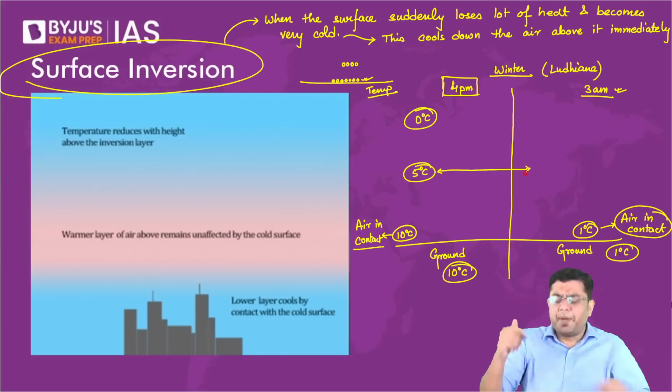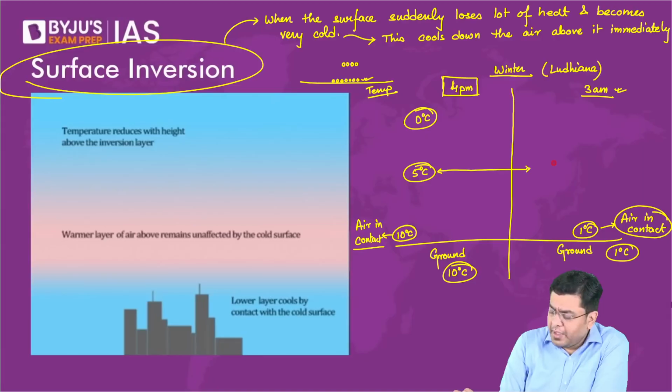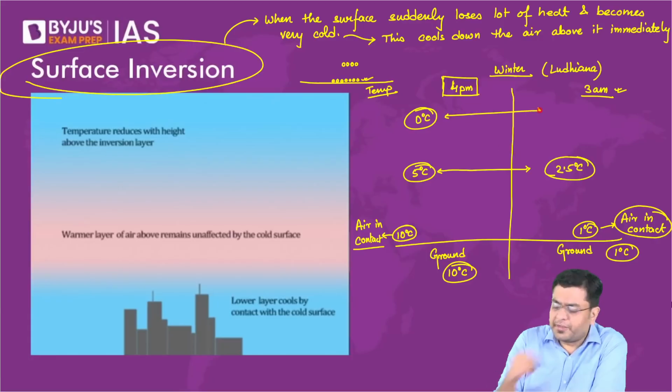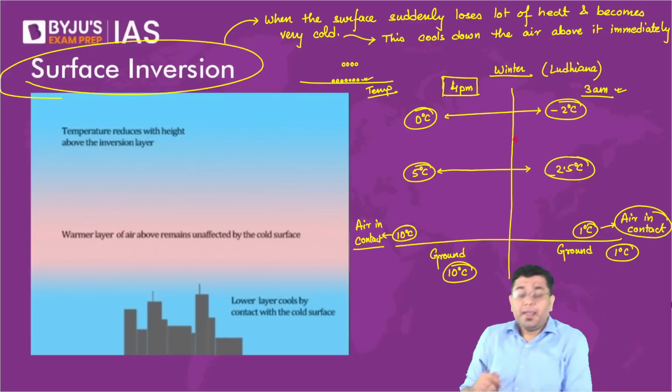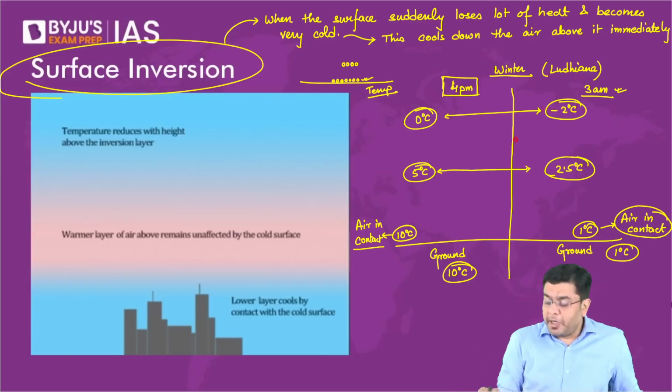So here, let's assume the temperature has reduced at this height also, but it has reduced to around 2 degrees Celsius or 2.5 degrees Celsius. Here also it has reduced, let's suppose at this particular height, to around, let's assume, minus 2 degrees Celsius. But in these conditions, what will you observe?